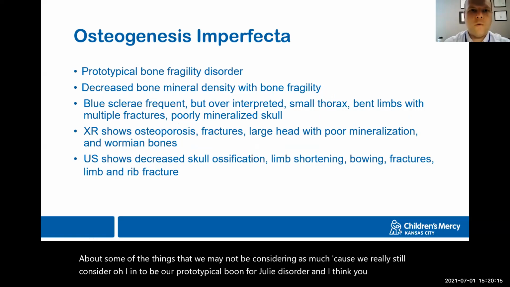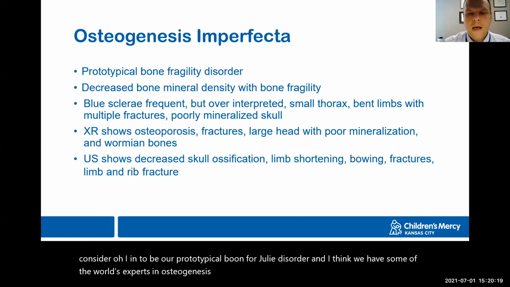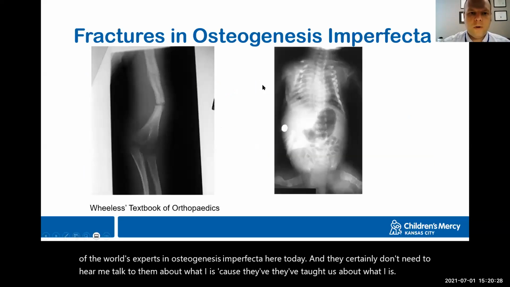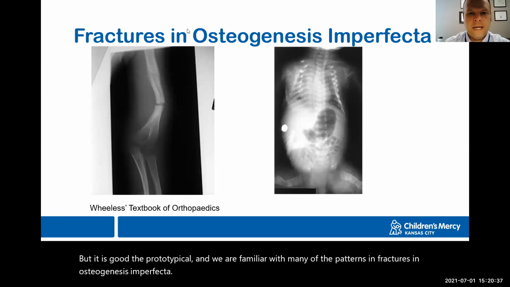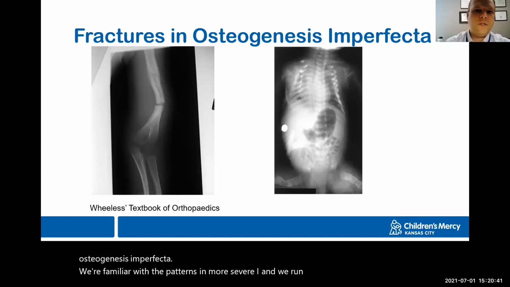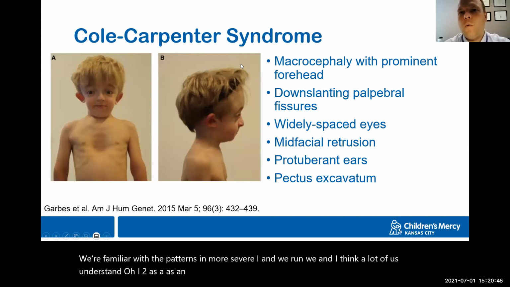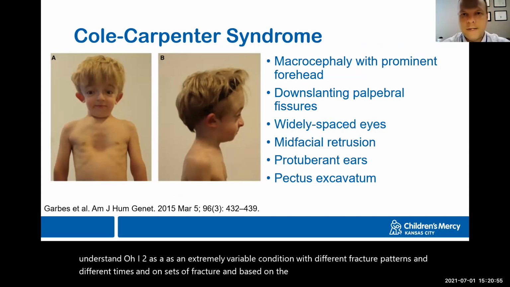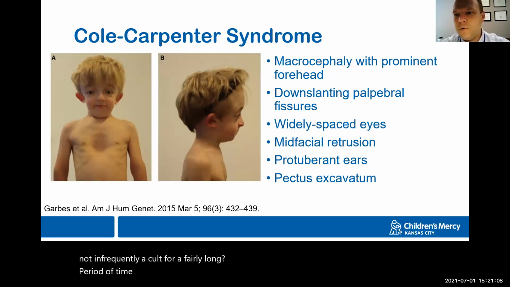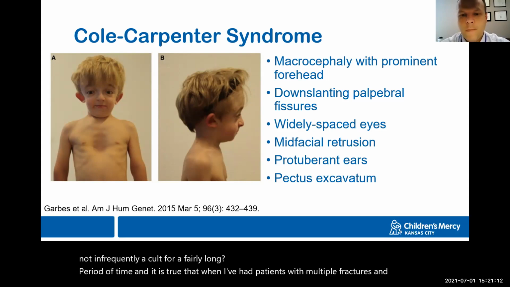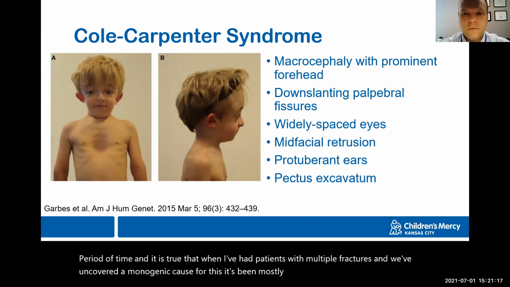And I think we have some of the world's experts in osteogenesis imperfecta here today, and they certainly don't need to hear me talk to them about what OI is, because they've taught us about what OI is. But it is the prototypical, and we are familiar with many of the patterns in fractures in osteogenesis imperfecta. We're familiar with the patterns in more severe OI, and I think a lot of us understand OI as an extremely variable condition with different fracture patterns and different times and onsets of fracture, based on the severity of the disease. Mild OI often presents very differently than patients with severe OI, and mild OI is not infrequently occult for a fairly long period of time. And it is true that when I've had patients with multiple fractures and we've uncovered a monogenic cause for this, it's been mostly OI that we found, not exclusively, but mostly OI.